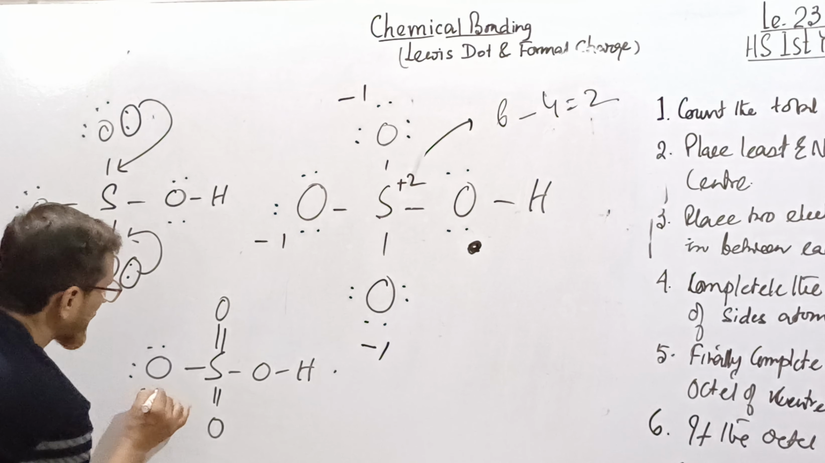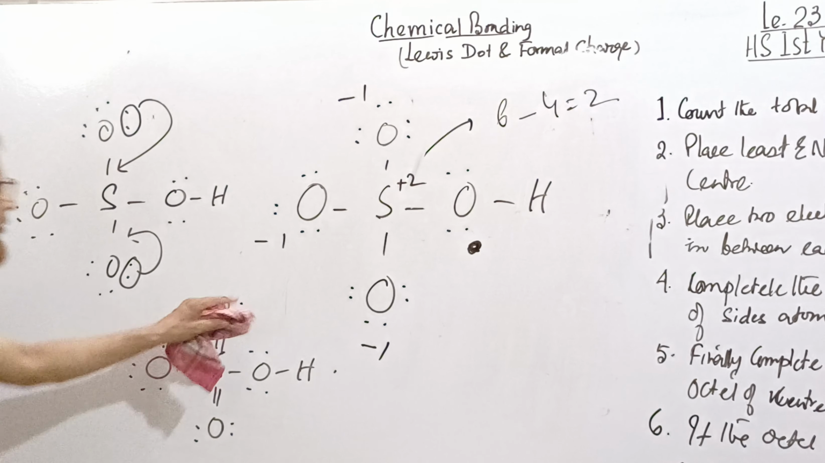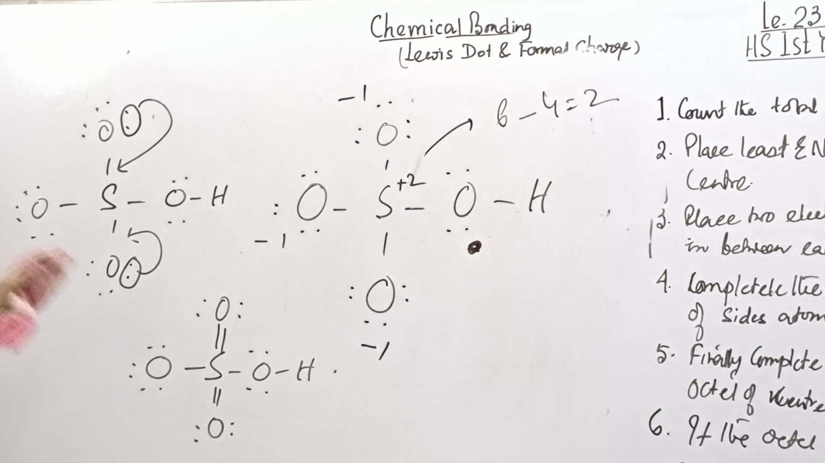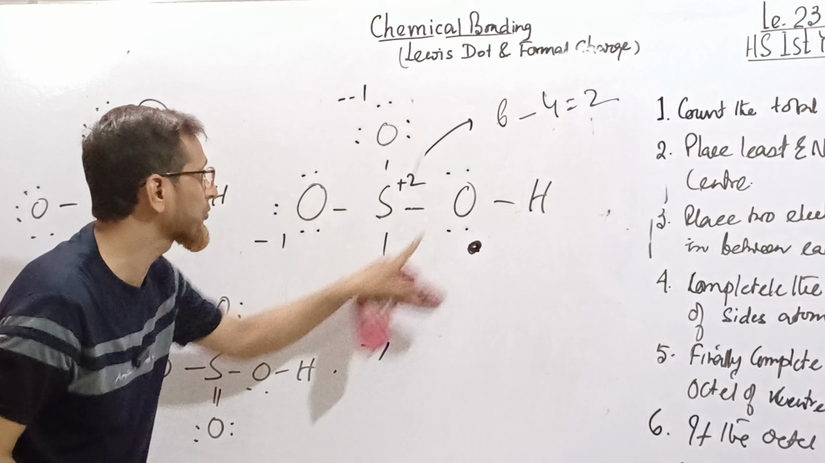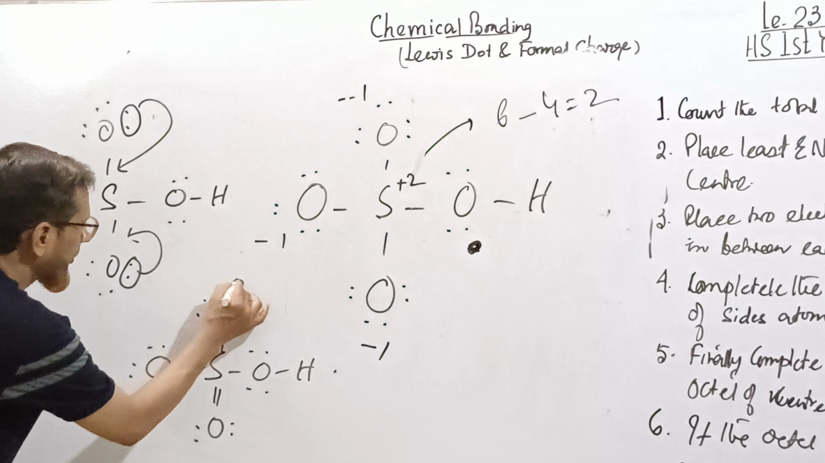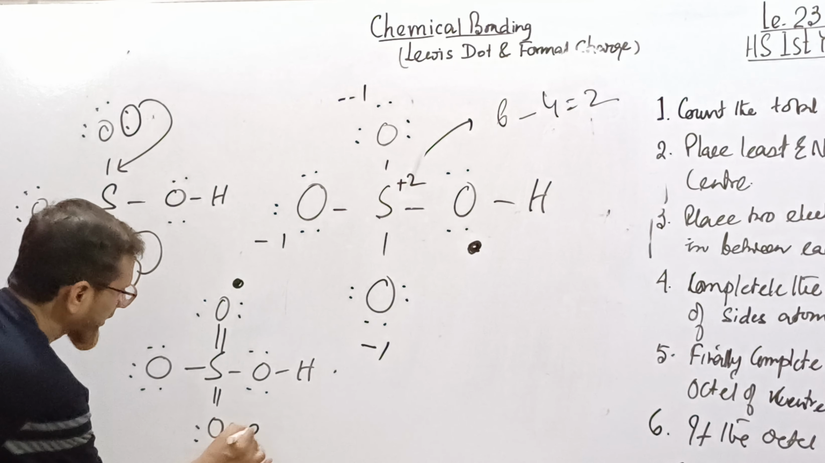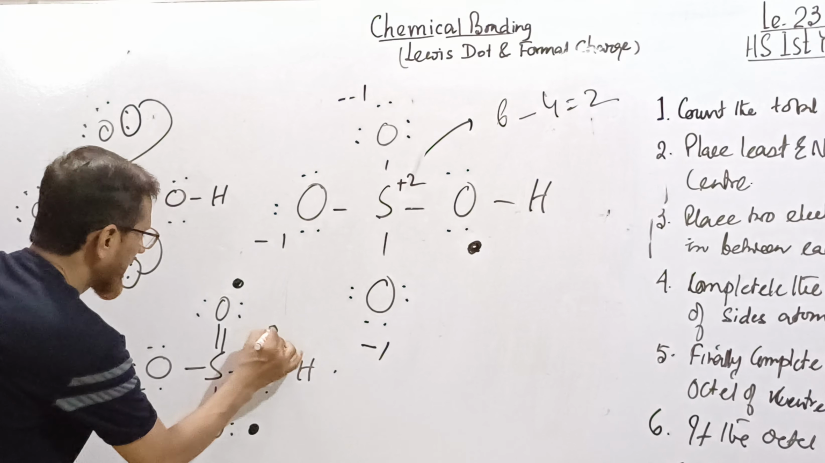Again you count, the total number of electrons is again 32. Now come to the formal charge: +2, -1, -1, -1, 0. Am I right? So come to this one, it is 0. Come to this one, it is 0. Come to this one, it is minus. Come to this one, it is 0.